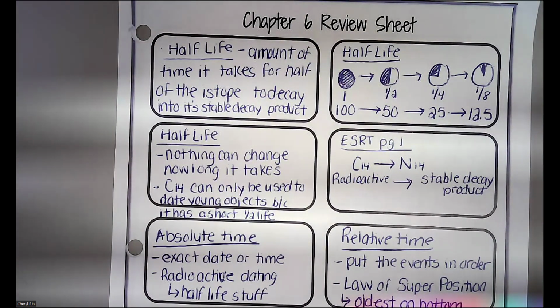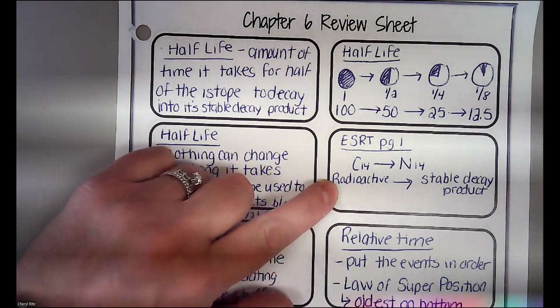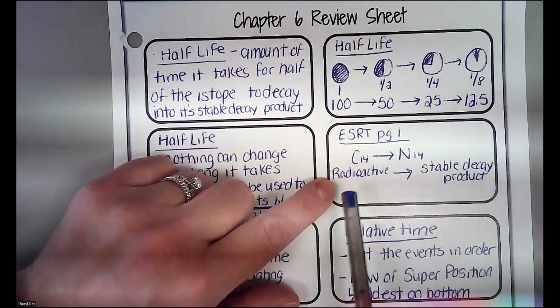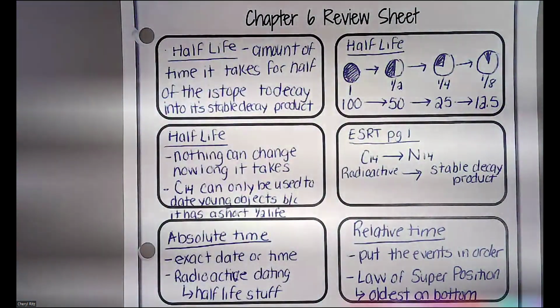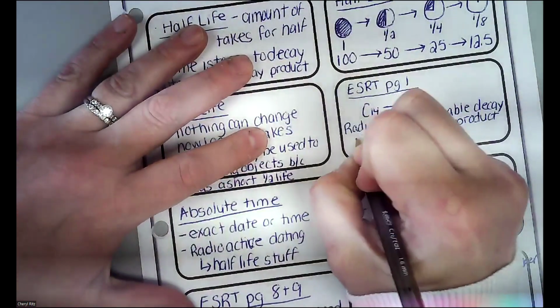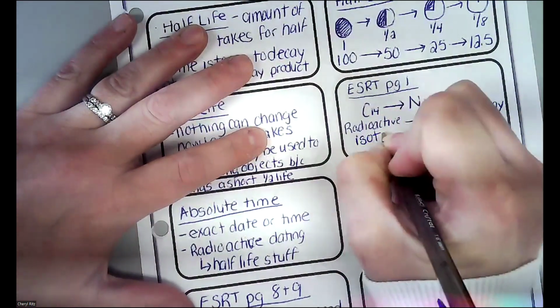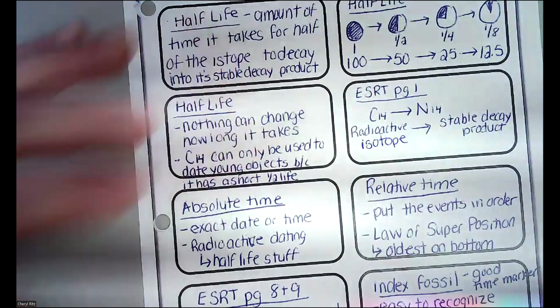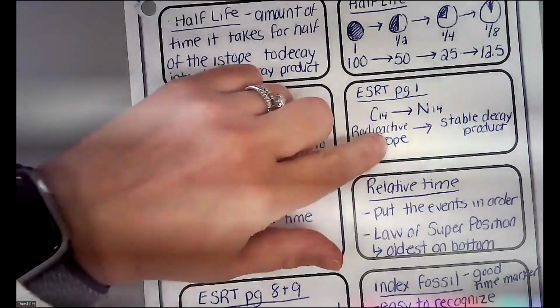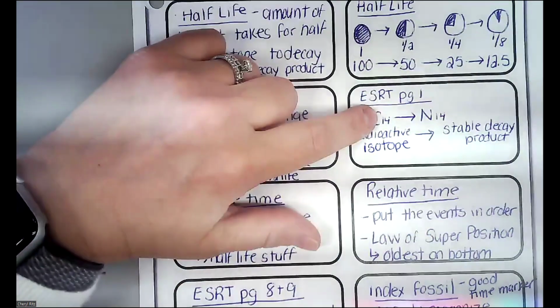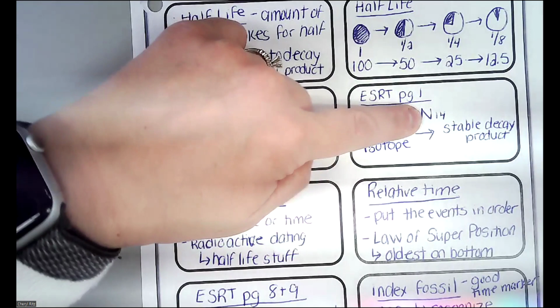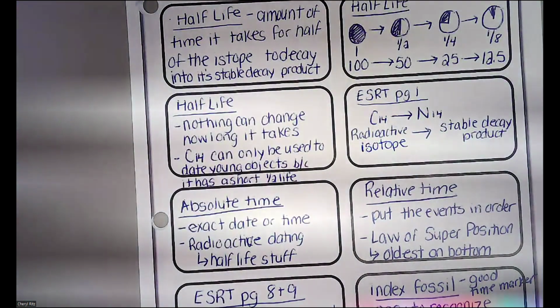So I started the 3 boxes off. Actually, there's 4 boxes here. Here's where I did the first whiteout. So remember, carbon-14 is an example of a radioactive isotope. Add the word isotope. So the radioactive isotopes turn into the stable decay product, just like carbon-14 turns into nitrogen-14.